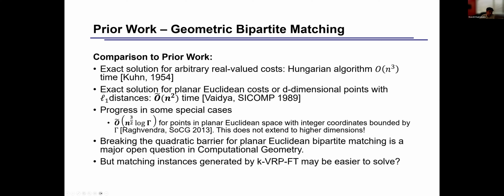So when we came up with this reduction for the fixed time vehicle routing problem, one of the things we started looking at was whether the matching instances being generated by the fixed time vehicle routing problem are easier to solve. Can we design sub-quadratic algorithms for these problems? That's the goal that we set out with.